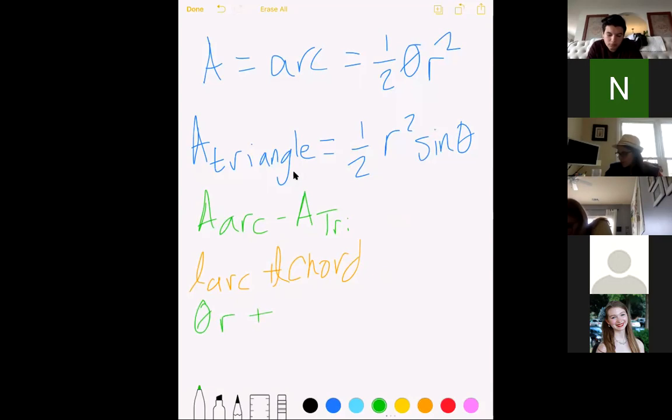So let's call it x. I'm just going to do this over here, sorry. This would be x squared is equal to r squared plus r squared minus 2r squared cosine of theta, which we have all those numbers. You're just needing to plug them in.